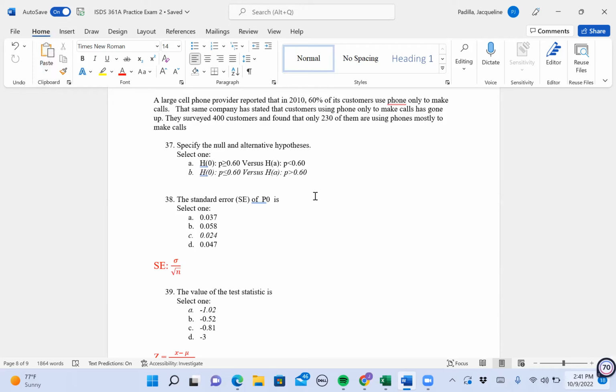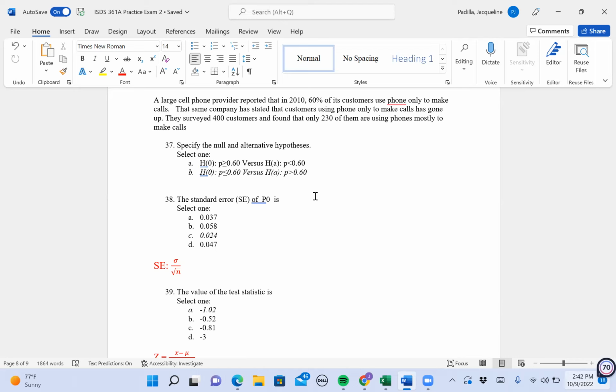So this question says, a large cell phone provider reported that in 2010, 60% of its customers use phone only to make calls. That same company has stated that customers using phone only to make calls has gone up. They surveyed 400 customers and found that only 230 of them are using phones mostly to make calls. So number 37 says, specify the null and alternative hypothesis.